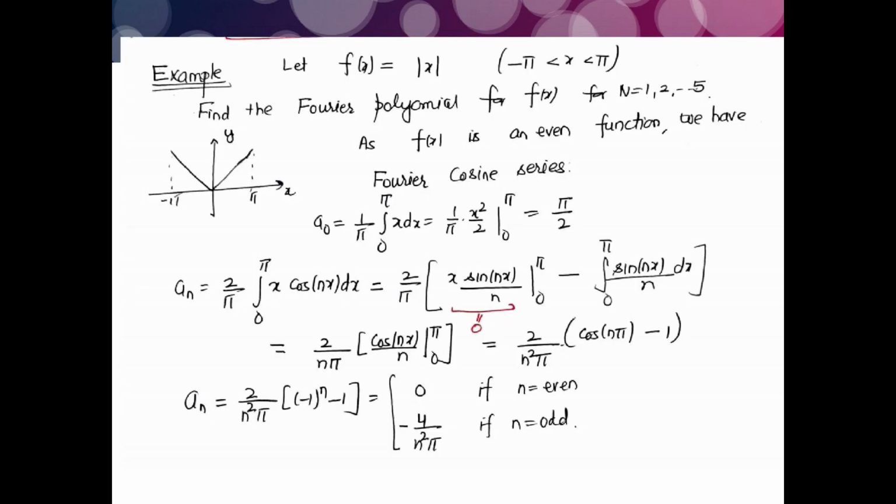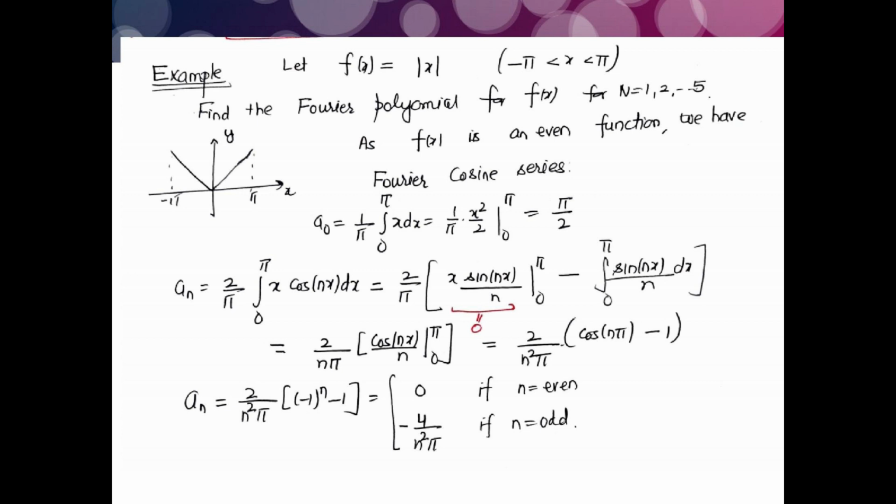Consider this example. f(x) = |x|, defined on the interval -π to π. It is periodic with period 2π. We have to find the Fourier polynomial for f(x) for N = 1, 2 and 5. From the graph, we can see that the function is an even function. So for this, we have a Fourier cosine series. We calculate just a0 and an.